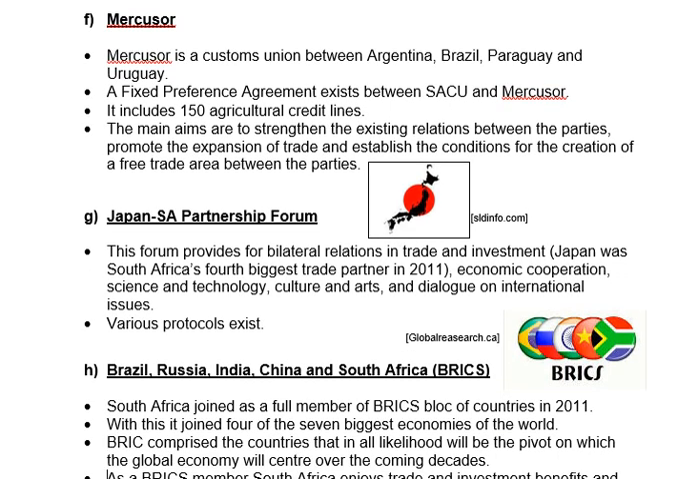Then we also have MERCOSUR. We did refer to MERCOSUR also yesterday. Again, South Africa is not a member of MERCOSUR, okay? MERCOSUR is a customs union between Argentina, Brazil, Paraguay, and Uruguay, but we have a fixed preference agreement in SACU. Remember, South Africa is a member of SACU. Between SACU and MERCOSUR, there is a preference agreement, a free trade agreement that covers 150 different agricultural products. So the whole aim here is to strengthen existing relations between the parties, and that we need to promote free trade so that eventually we will have a free trade area. It is not even a free trade area yet, okay? Just a preferential agreement. We have an agreement that 150 agricultural products that we give preference to them.